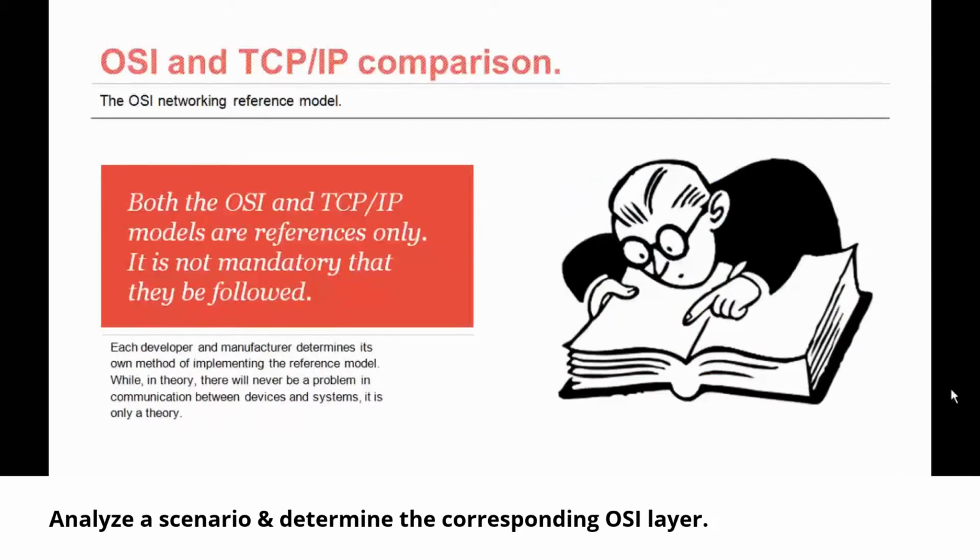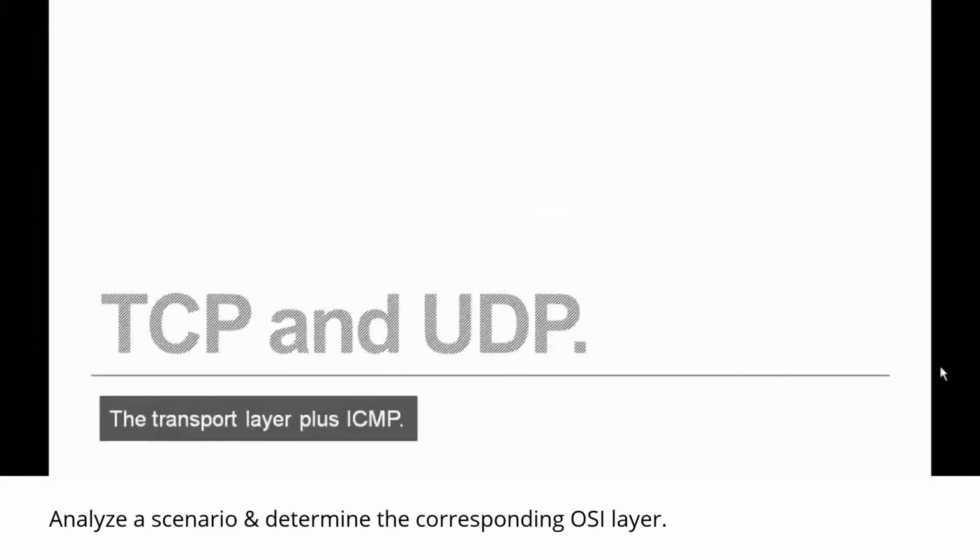Both the OSI and TCP/IP models are reference models only. It is not mandatory that they be followed. Each developer and manufacturer determines its own method of implementing the reference models. While in theory there will never be a problem in communicating between devices and systems, remember, it is only a theory. I'm going to begin by talking about TCP and UDP.